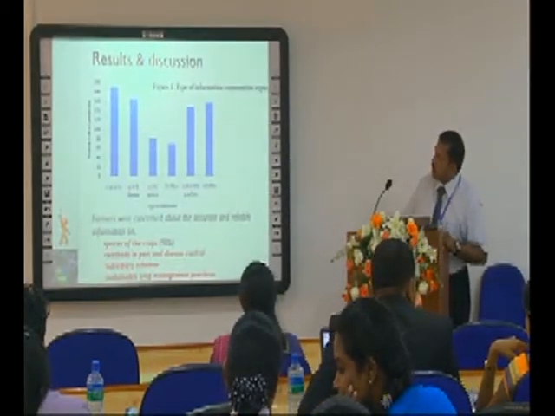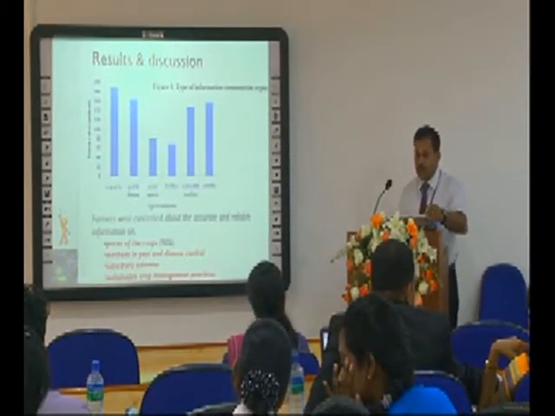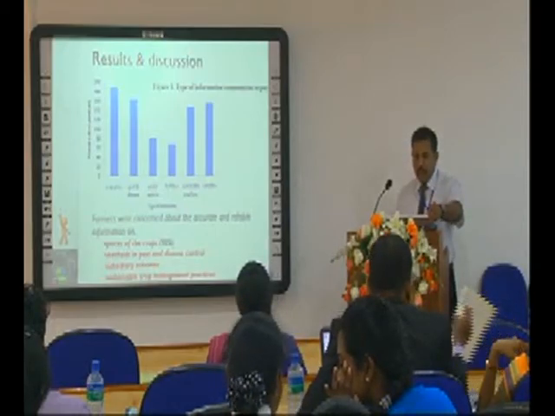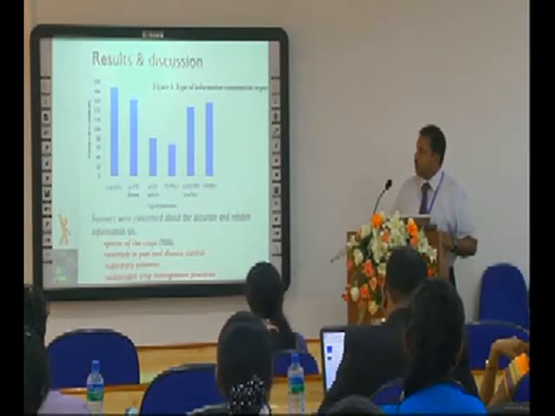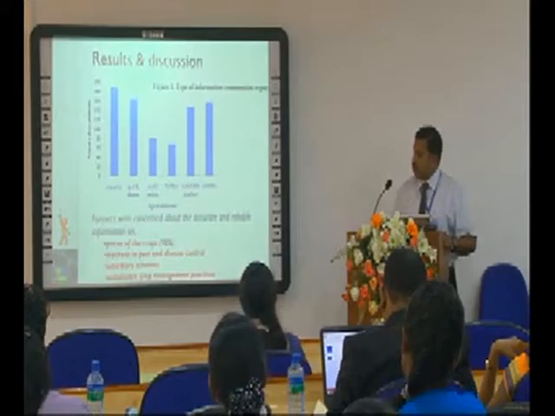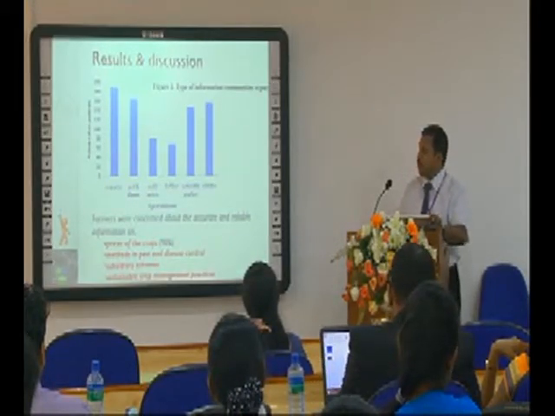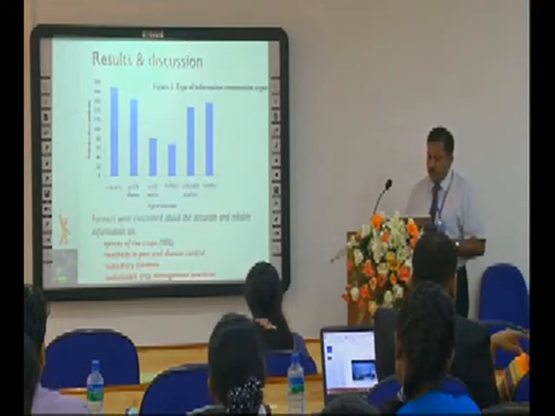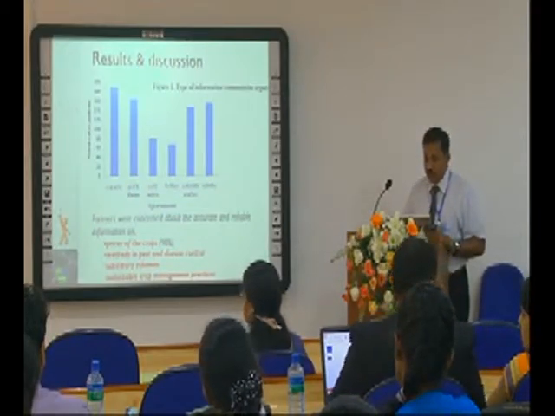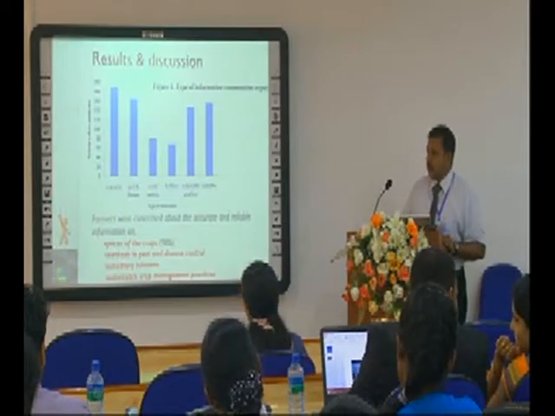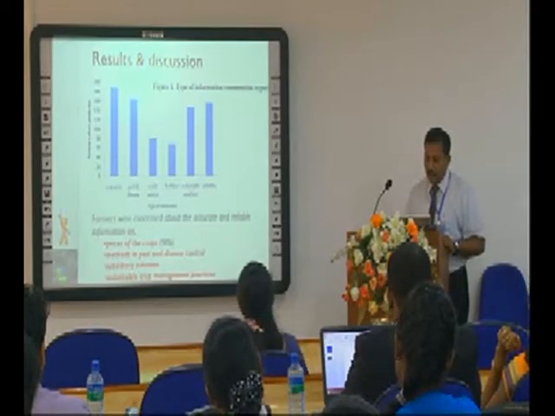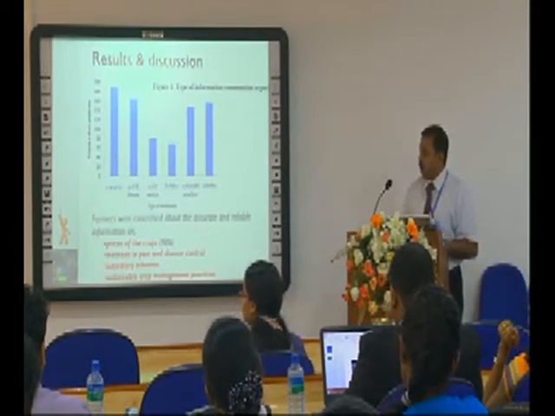So these are the results and discussion. Looking at this figure, you can see the type of information expected from these communities. Mainly the farmers were more concerned about accurate and reliable information on crop prices, then pest and disease control methods, then the subsidy schemes which they can offer, and sustainable crop management practices.